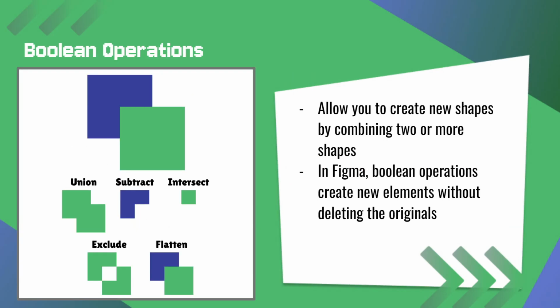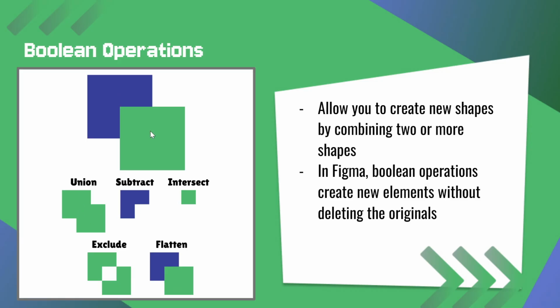And then here's something called Boolean Operations, which is a way of combining elements. It allows you to create new shapes by combining two or more shapes. In Figma, when you use these operations, they don't delete the originals, whereas Illustrator, if you try to combine things, will just delete the original assets. Figma retains them. There's union, subtract, intersect, exclude, and flatten. Flatten is what you would use if you wanted things to just become one together.